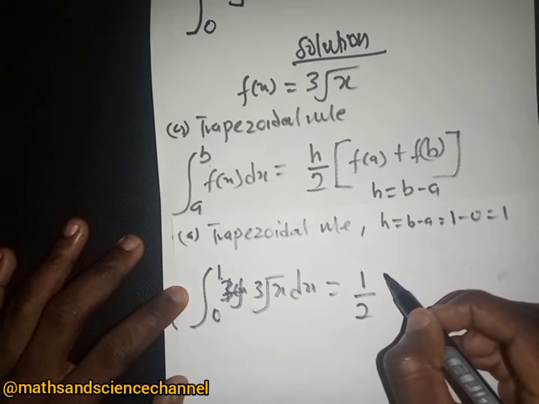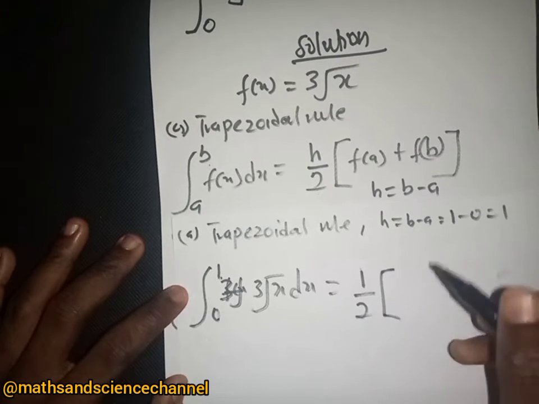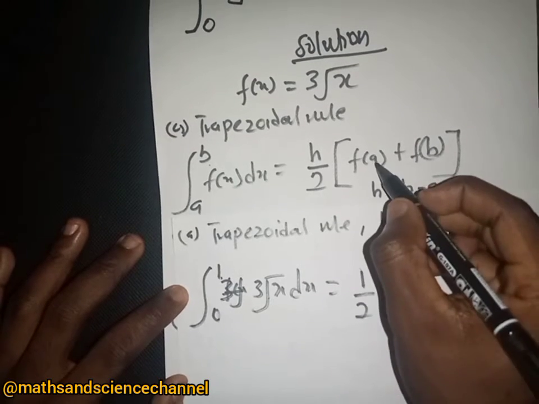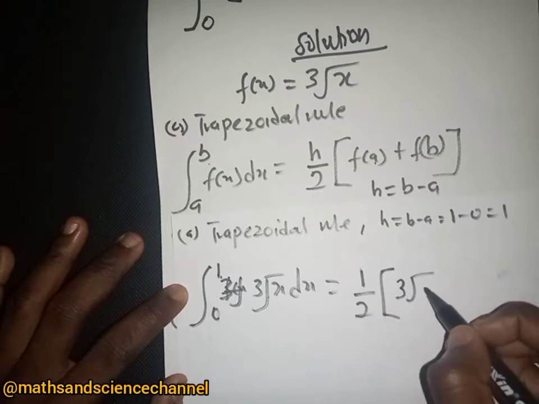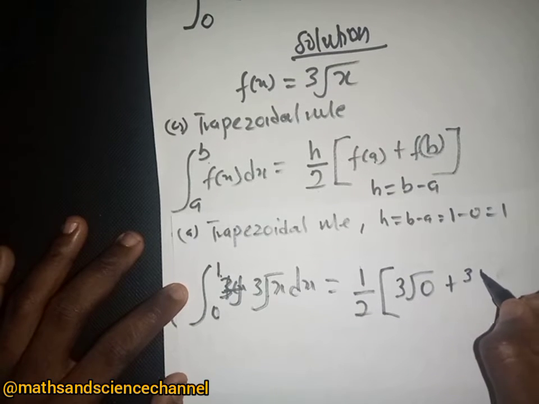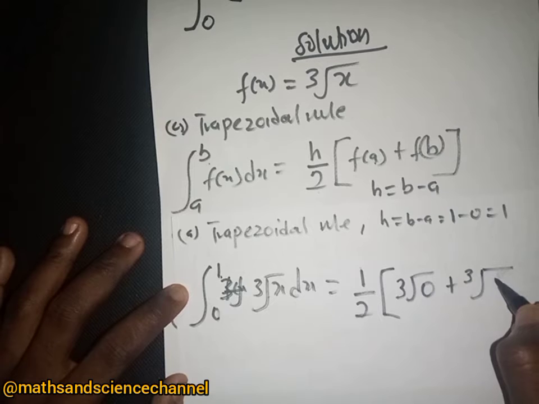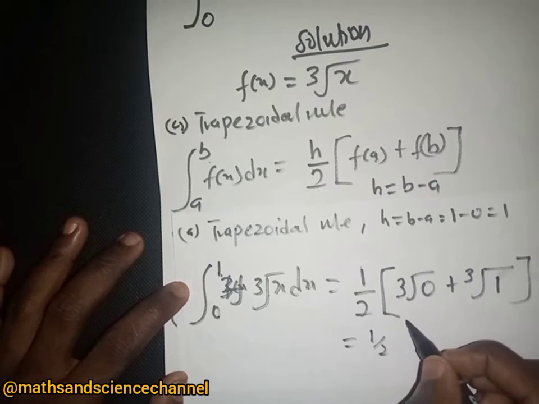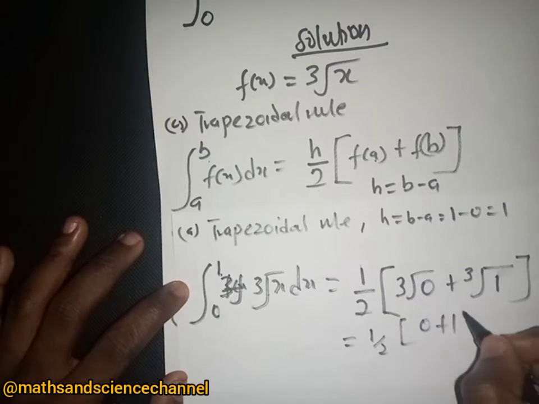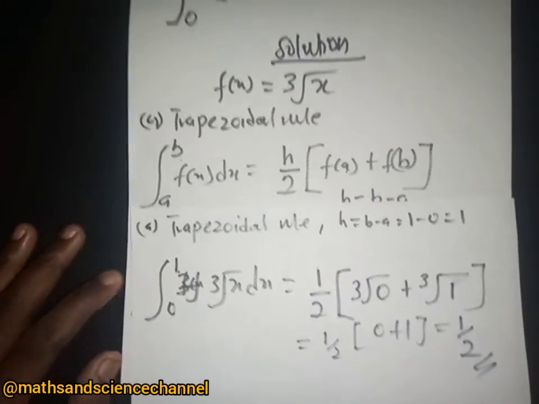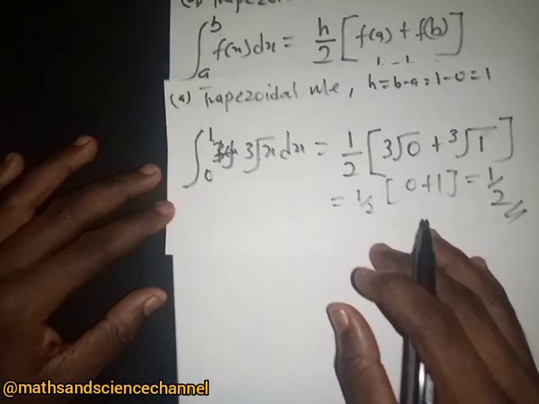And we have our f of a, which is just the cube root of a, and a in this case is 0. Then plus the cube root of b, and b here is just 1. So when we sum this, we just have 0 plus 1, which is just equal to half. So that will be for the trapezoidal rule.